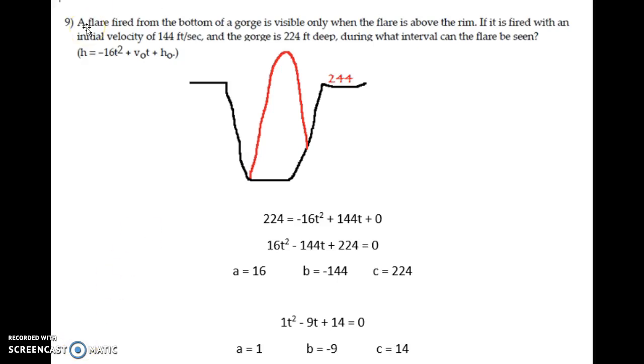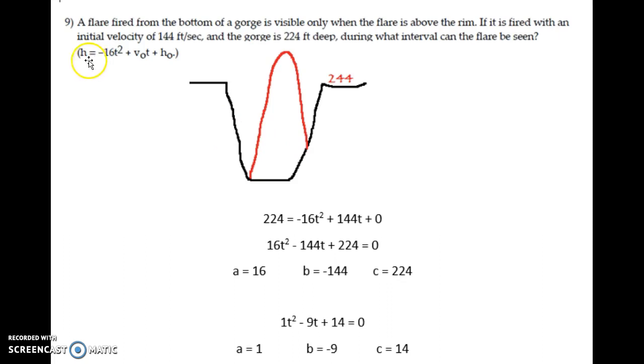For this problem, we're trying to identify when the flare can be seen, and it helps to have the visual picture. So we're in the bottom of this gorge here. We fire a flare up, and the gorge is 244 feet deep. So after the flare goes up 244 feet, we'll be able to see it. It'll be up in the air, and then it'll start to come down, and we'll keep seeing it until it drops again down to 244 feet, and then falls back down to the ground.